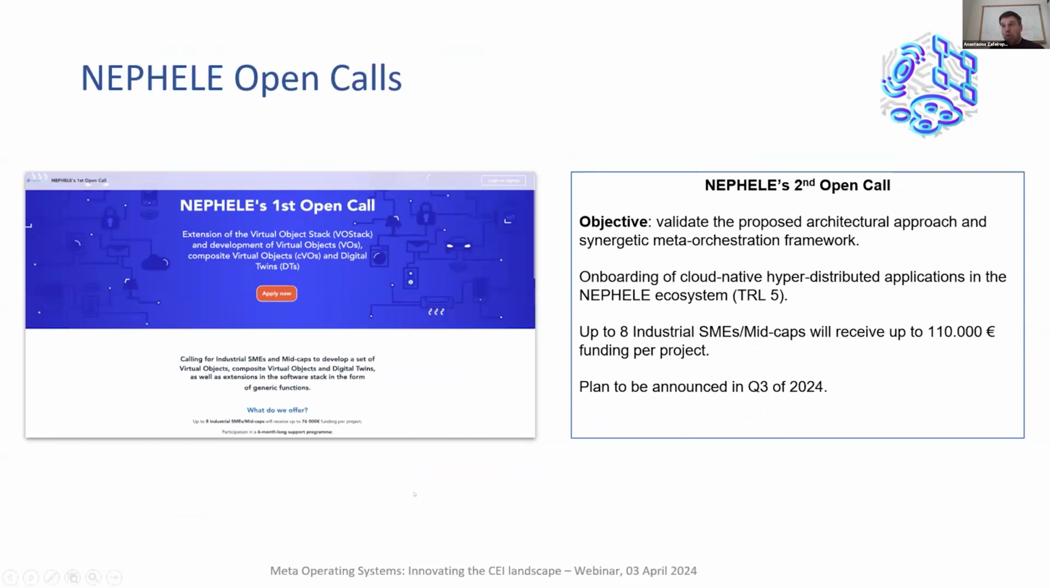Okay, last slide. We have 2 open calls. Today we had the welcome event for the 8 projects that were selected for the first open call, and we have really nice submissions. In the first open call, we focused a lot on the extension of the functionalities of the open source software stack for the IoT part. So we accommodate the development of virtual objects, composite virtual objects, and solutions for extensions of the stack.